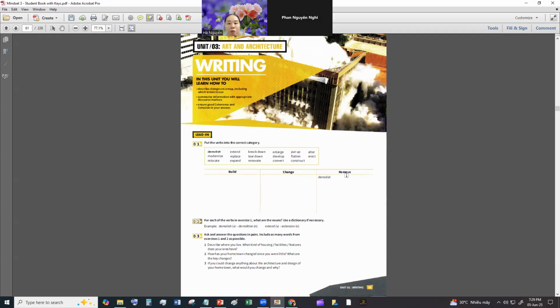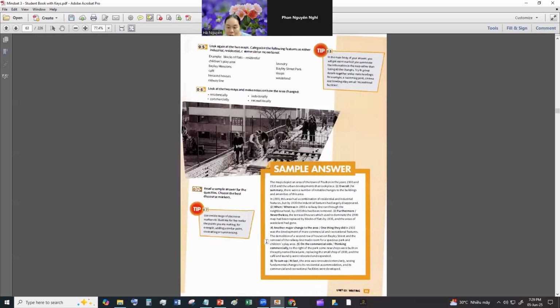So remember 2 features of map description. Number 1, you should use verbs and nouns to express changes, building, changing, and removing. Number 2, you need to have phrases to describe location and time if there is time. So describe location and time.